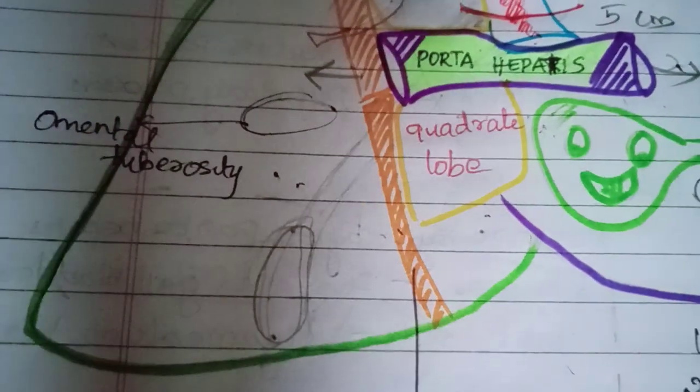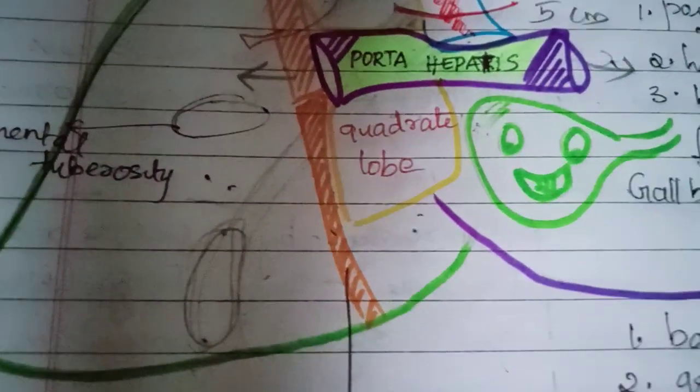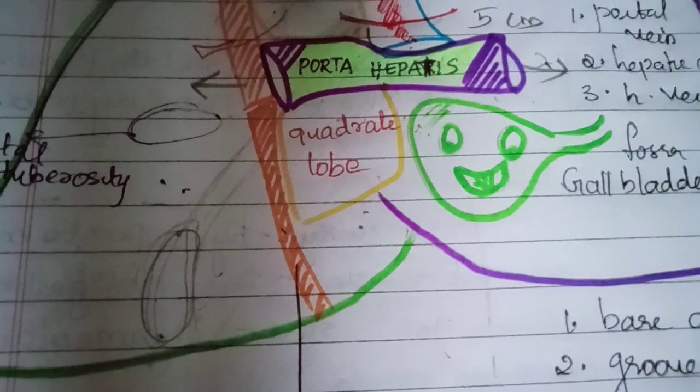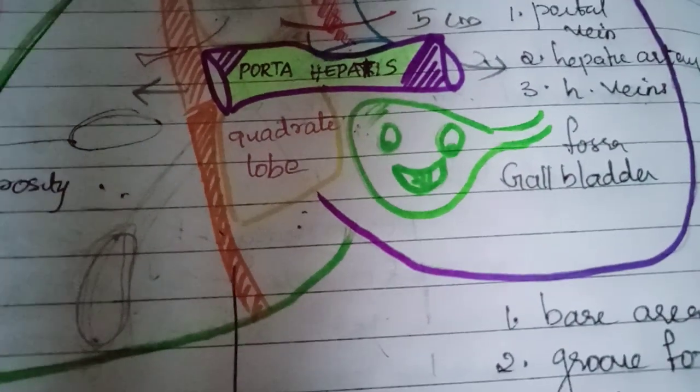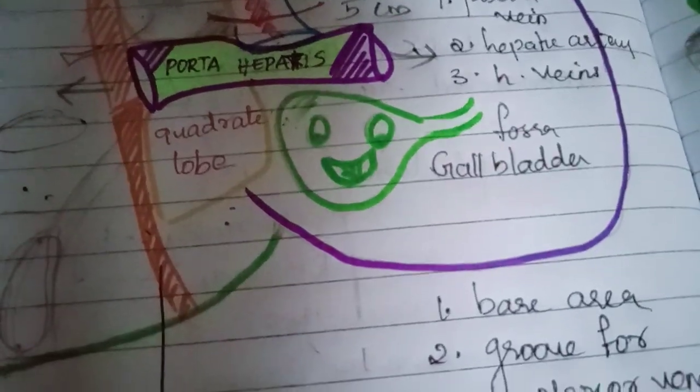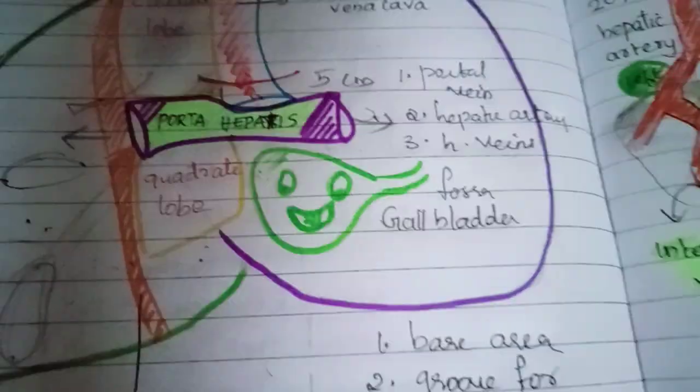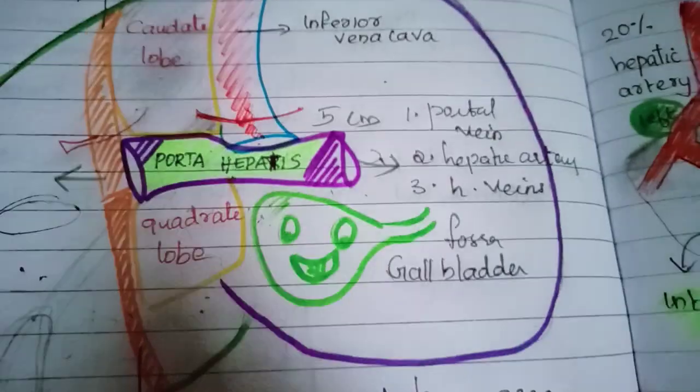Omental tuberosity. Near the fissure for the ligamentum venosum, its inferior surface presents a rounded elevation called the omental tuberosity. Next, we are going to discuss its arterial supply. What is its arterial supply?